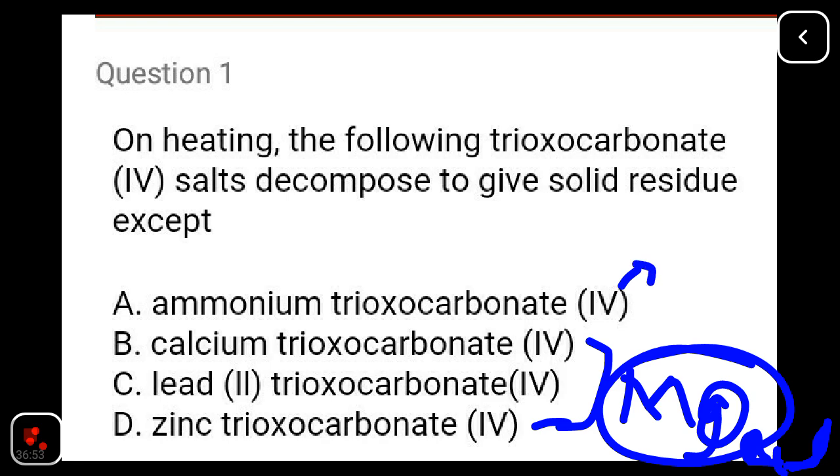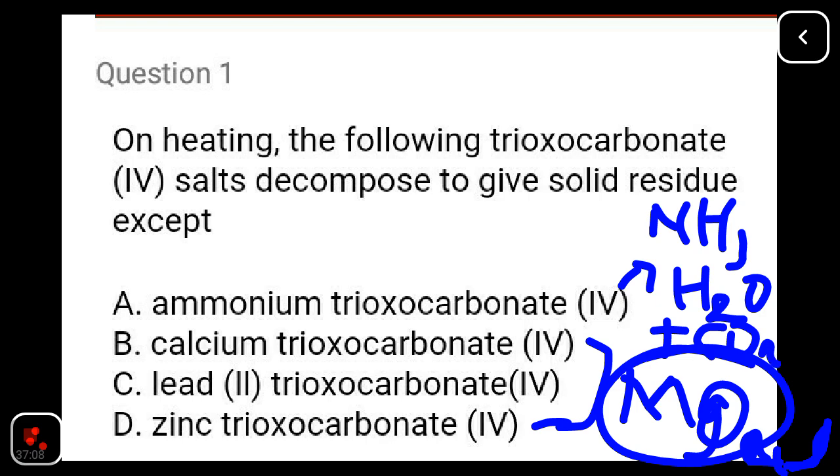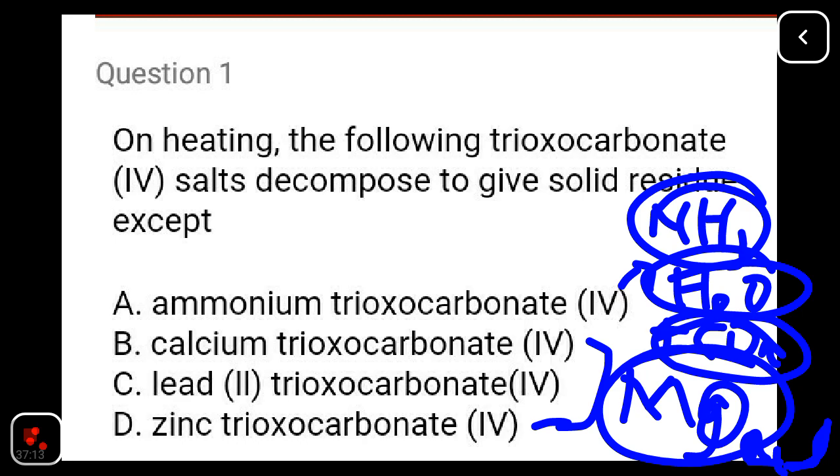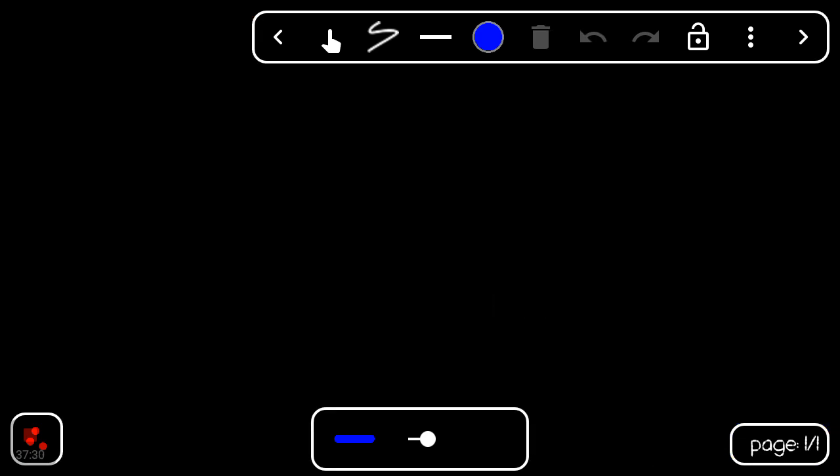So how about this one? This one will decompose to give us ammonium trioxocarbonate. We say it gives us ammonia NH3 plus carbonic acid, which will decompose to give us water plus CO2 there, right? So you can see all of those here are actually gases, right? At this temperature they are gases. So option A is the only option that will not give us a solid residue. So you can see this is not really a direct question, because you really have to know their state there, right? Very important to know.